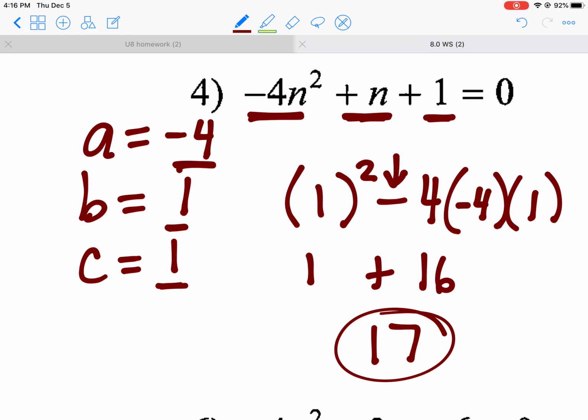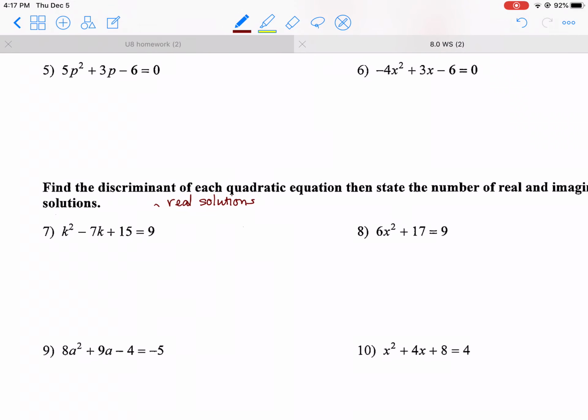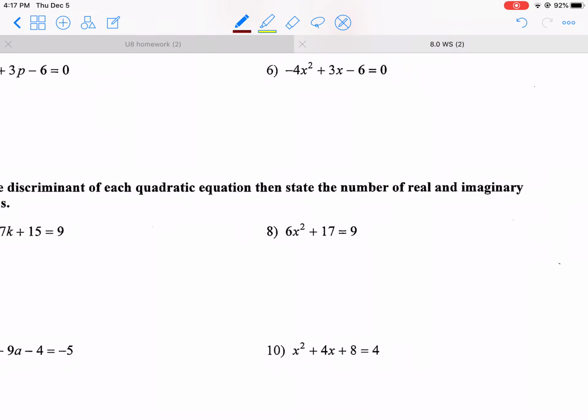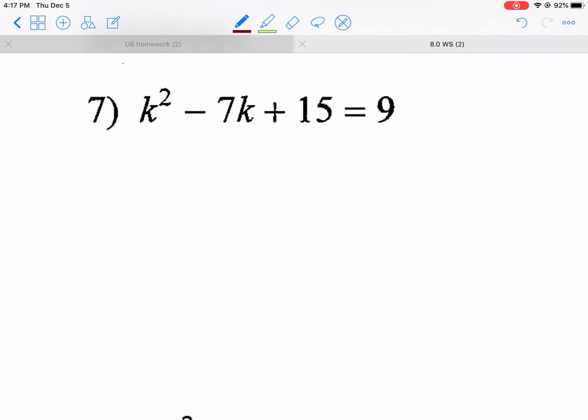This is minus 4 always. And this one, any in the parentheses, these are negative. Okay. All right. Next part takes things up slightly. So right here it says find the discriminant of each quadratic, then state the number of real and imaginary solutions. Okay, so this will take us one step up.